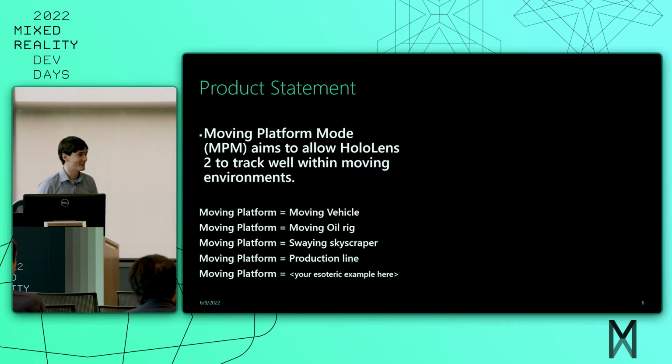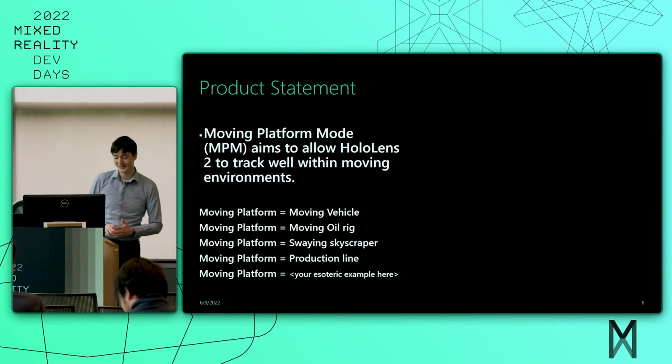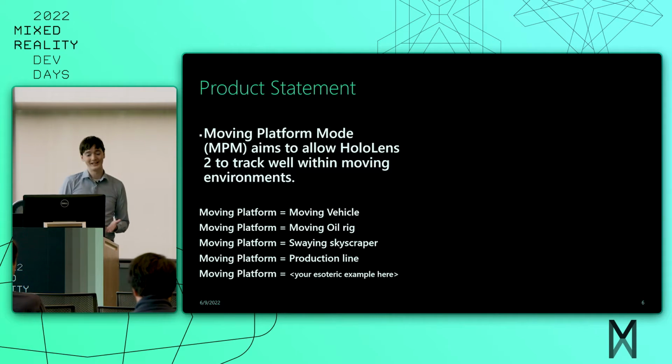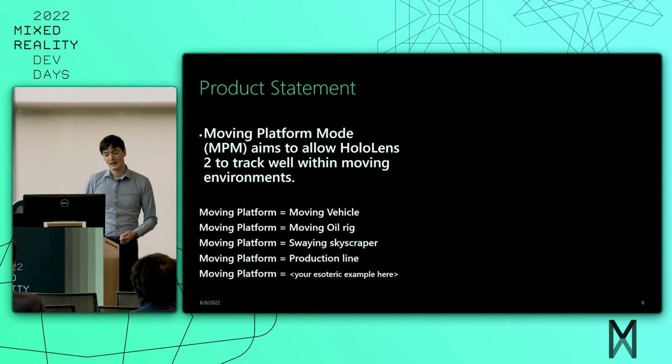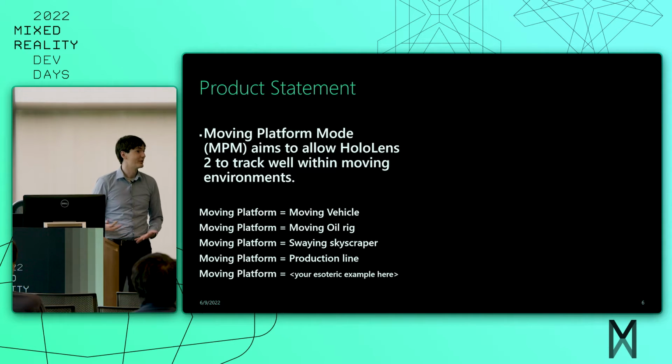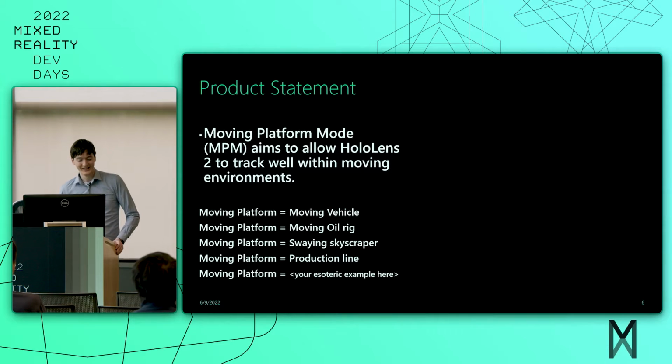What does moving platform mean? This is one of those overloaded terms, which is very hard to Google, unfortunately. But it's any kind of environment that's moving. So the really obvious examples are things like cars or trains or planes. But there are less obvious ones like oil rigs, for example, the vehicles that look kind of like not vehicles, but they are in fact vehicles, or things that are really not obvious like skyscrapers.